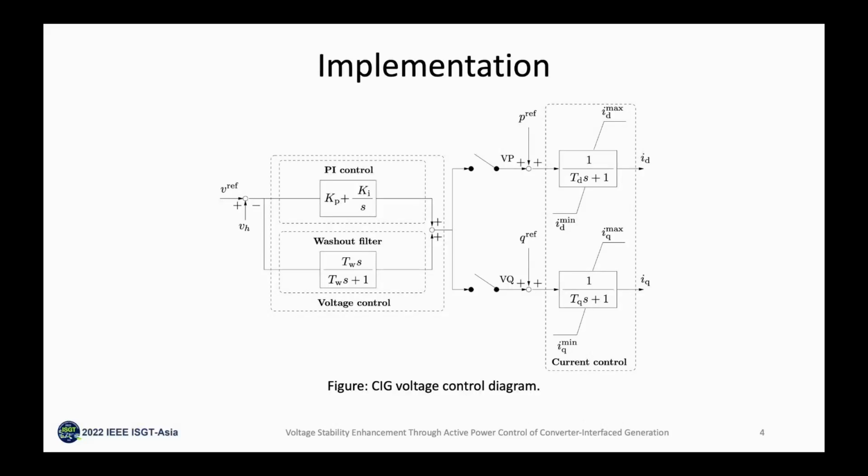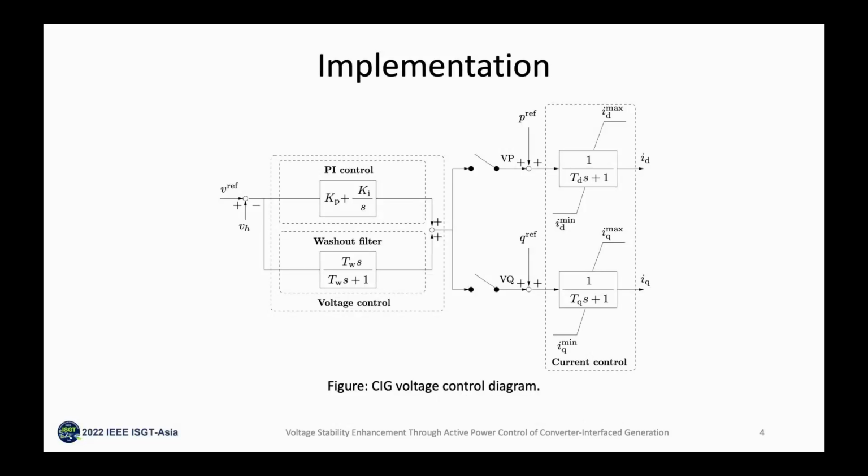Here is the block diagram of the CIG controller in the paper. It consists of an inner control loop that regulates the components I_d, I_q of the current in the dq reference frame, and a voltage control loop that adjusts the bus voltage through a PI and a washout filter connected in parallel. P reference and Q reference are the CIG's active and reactive power references.